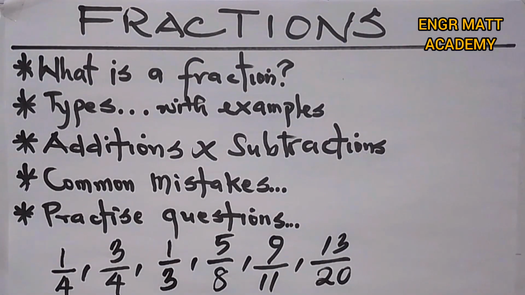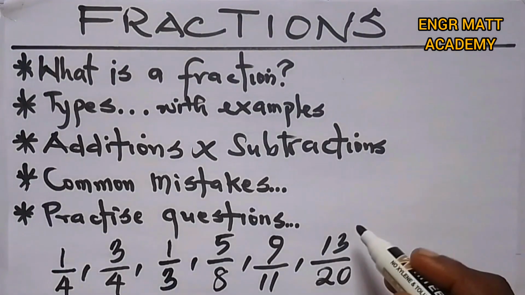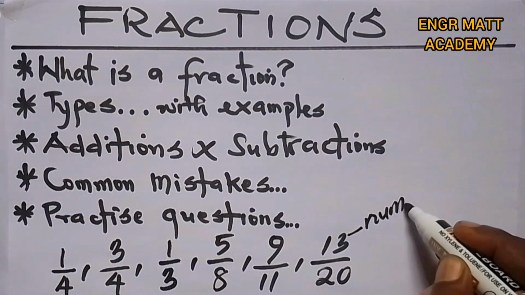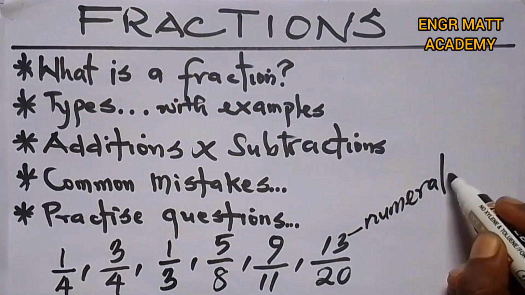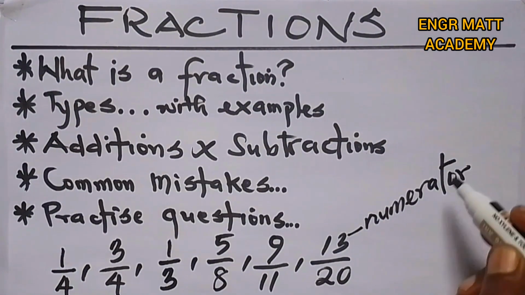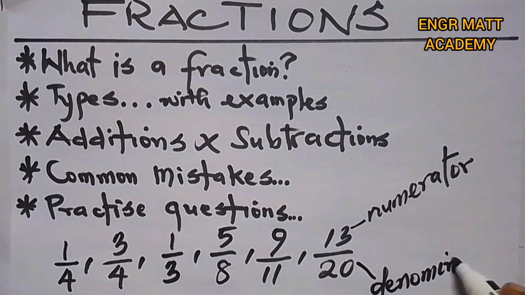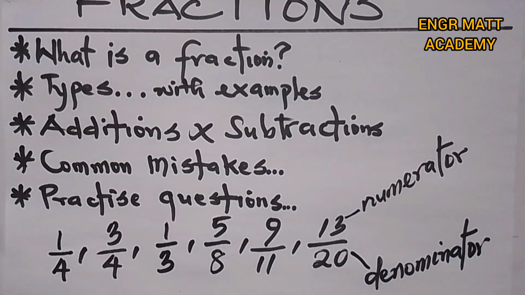So far, you would have noticed that a fraction has 2 parts: the number at the top, the numerator, and the number at the bottom, which is the denominator. So every fraction has these 2 parts: the numerator, which is the number at the top, and the denominator, which is the number at the bottom.